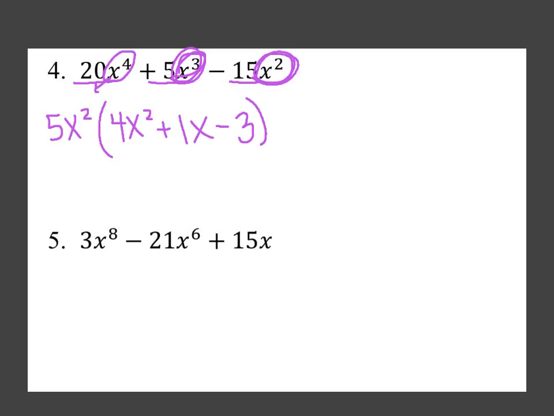Example number 5. Again, 3 terms. I need to check out what all 3 terms can be divided by. Well, 3, negative 21, and 15 can all be divided by the number 3. And I have to look at my variables: x to the 8th power, x to the 6th power, and just an x.